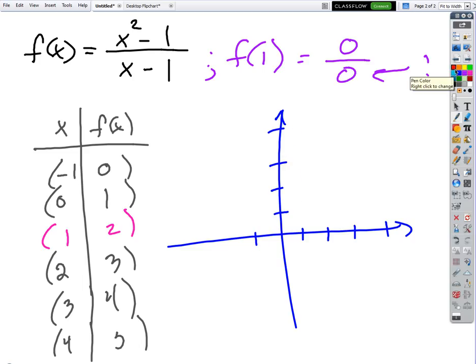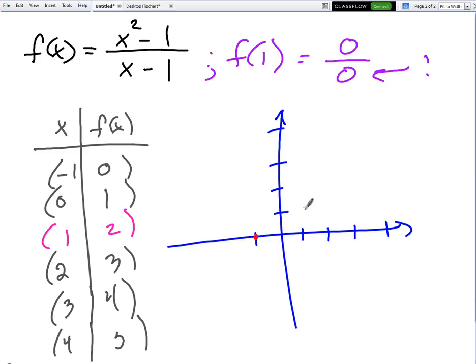Here's what we find. So we go 1 on the Y. Yeah, so we go here and then we go. That's what that function looks like.